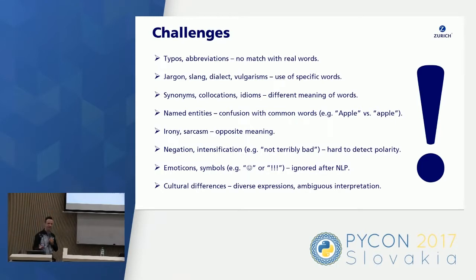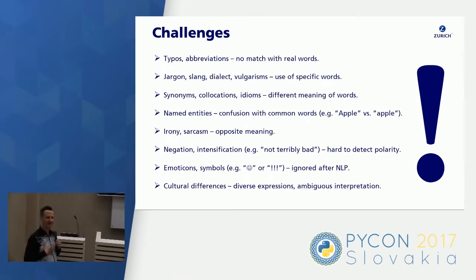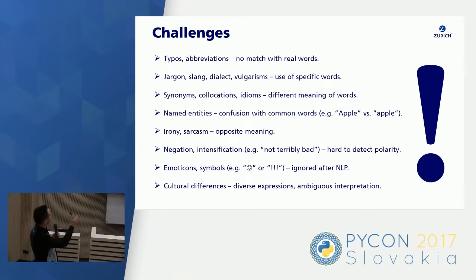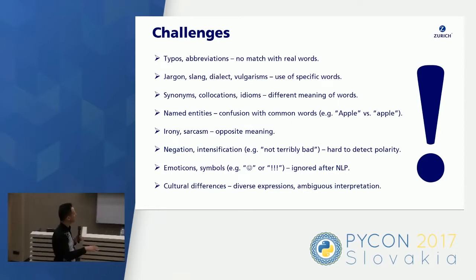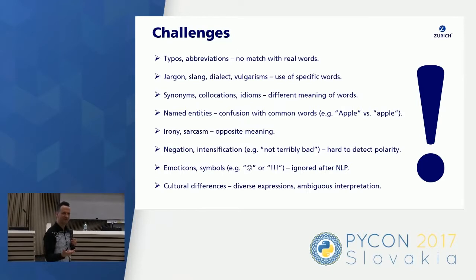Then you have problems with named entities, for example how to distinguish Apple, the computer company producing computers, from the fruit. Then irony and sarcasm are very difficult, because we humans sometimes have problems understanding sarcasm, and not only computers. Then we have problems with negation and intensification. If I say it was not terribly bad, is it positive or negative? It is probably positive, but I use three negative words to express something positive. So the computer is quite confused with such sentences.